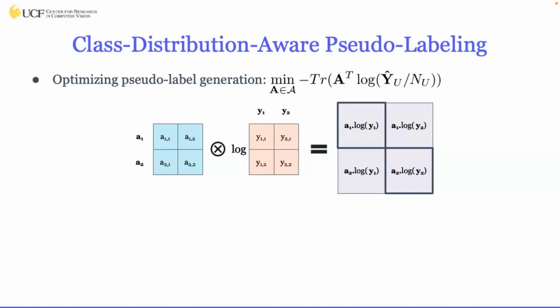So this is basically the cross entropy cost between the pseudo-labels generated from the network, that means Y_U hat, and the transport matrix A transpose, given the constraint that it is a member of the transportation polytope.